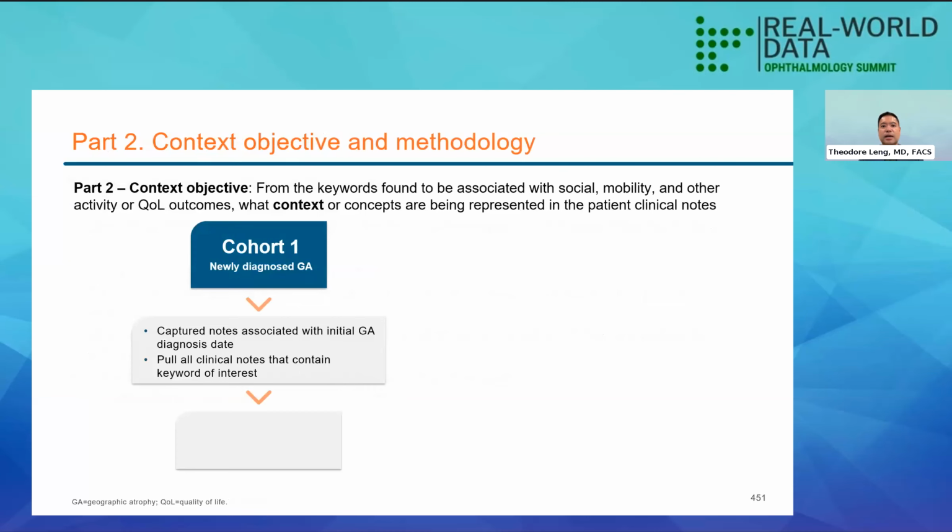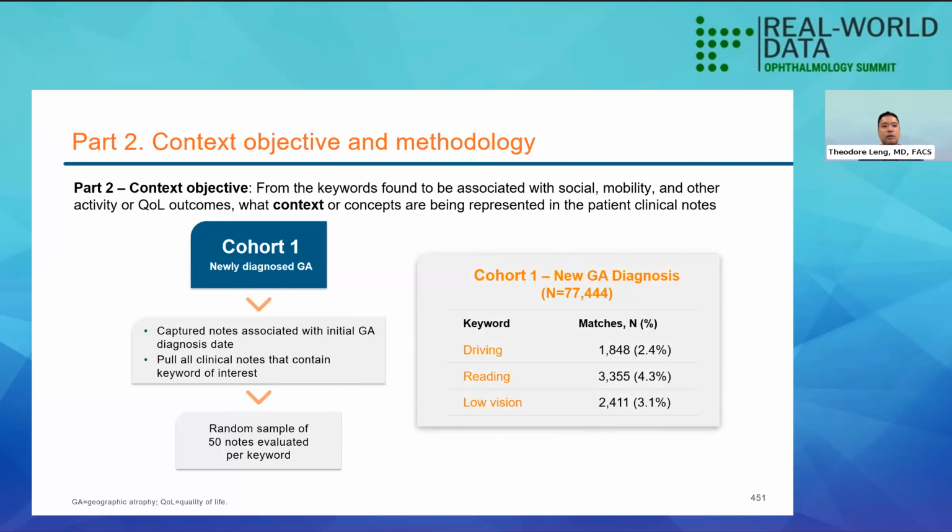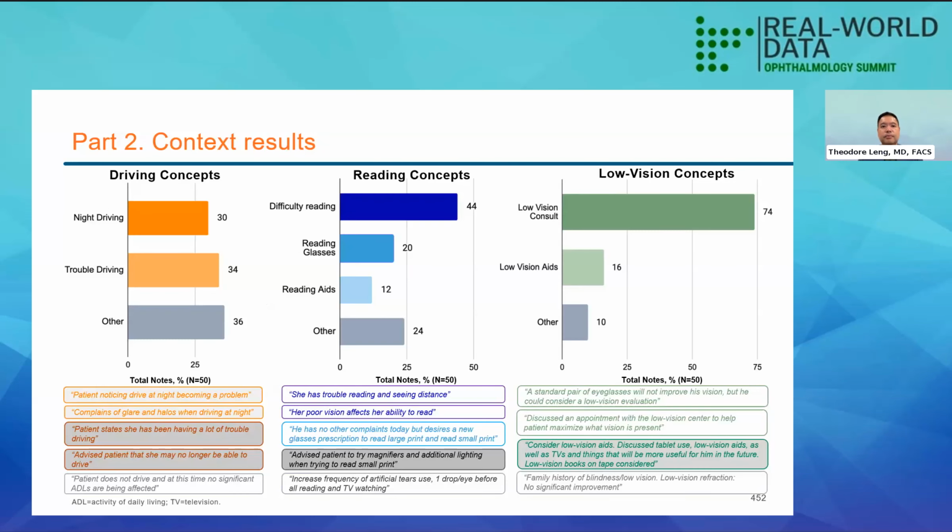So in the second part of this analysis, we took the keywords identified in part 1 and randomly sampled 50 visit notes to review the clinical context. Again, we looked at driving, reading, and low vision concepts. For driving, the terms night driving and trouble driving were properly contextualized 30 to 34% of the time. Difficulty reading was properly contextualized 44% of the time, and referral to a low vision specialist was properly contextualized 74% of the time.